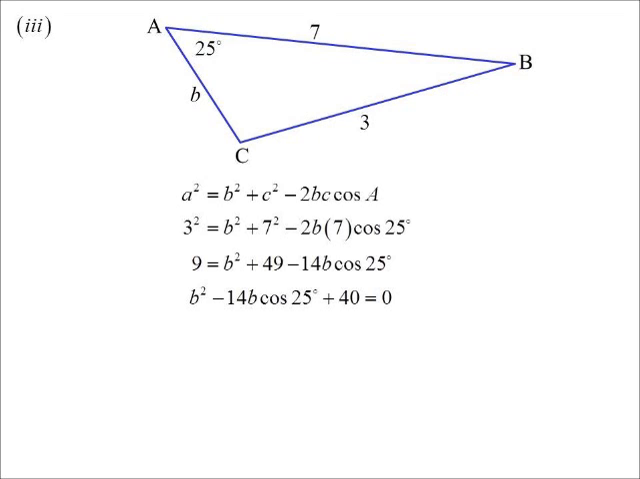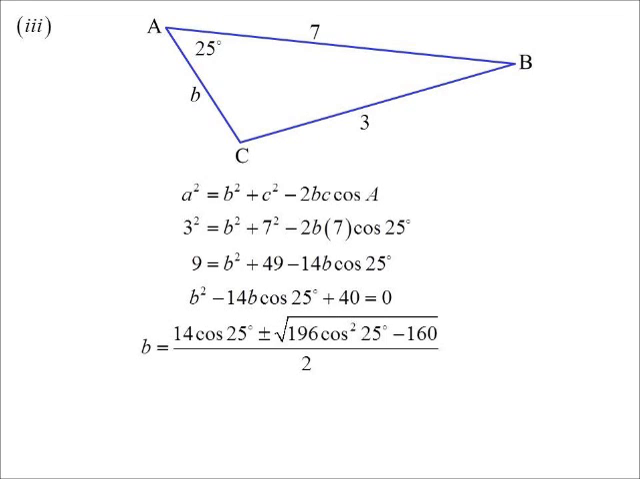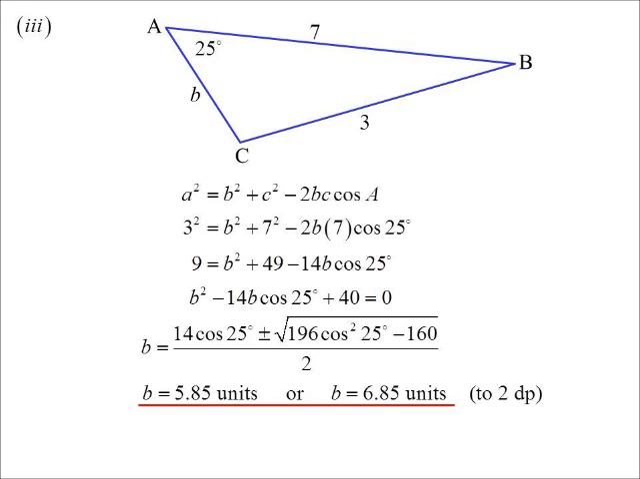So we'll go to our formula. Thank goodness for our quadratic formula. Negative b, so 14 cos 25, plus or minus the square root of b squared, which becomes 196 cos squared 25, minus 4ac, which becomes 160, all over 2a, which is 2. I end up with 2 possibilities. Now, unless I've got more information, I can't narrow it down. It's either going to be 5.85 or 6.85.